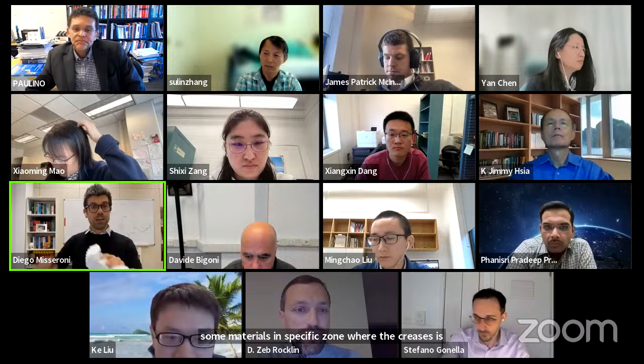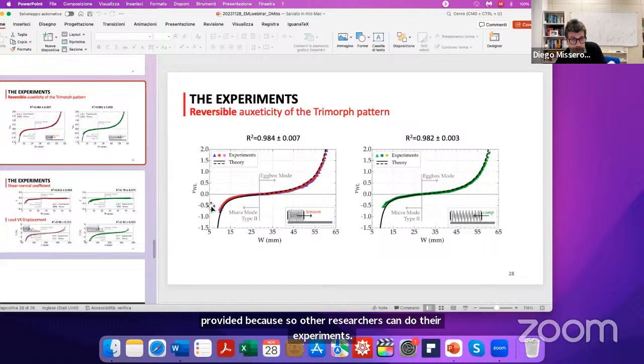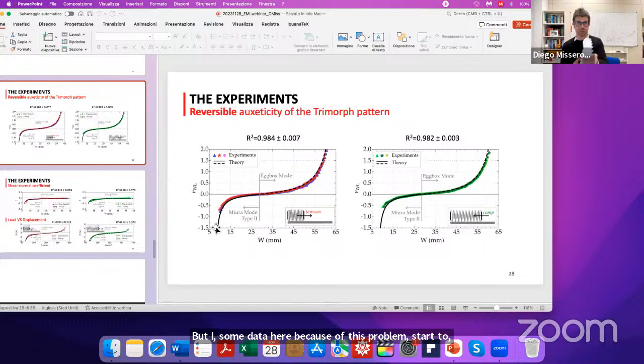But I don't expect that you can go quite far, because now I can share again for one second, and you can see here that this slope is quite steep. It means that if you want to get some values here, a small variation produces high values. I have some points here of the Poisson ratio, and if you want, I can provide the raw data, because in research the data should be provided so other researchers can do the experiments. Because of this thickness problem, some data here start to jump out of the plot. Probably by playing with some strategies, removing some material here and there, preventing the panels from touching each other, you can improve a bit, but I don't expect that you can reach 50 or 60.